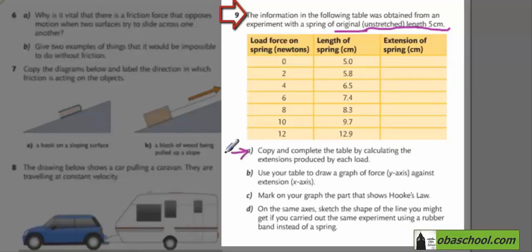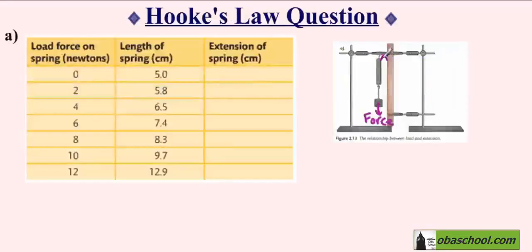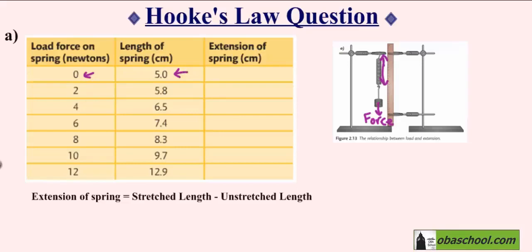So, part A. Copy and complete the table by calculating the extensions produced by each load. So what we have to do here is get the extension, which is the length that the spring reached after adding the force. In the initial state, the length was 5 centimeters. There was no extension, because the extension of a spring equals stretched length minus unstretched length. So 5 minus 5 equals 0.